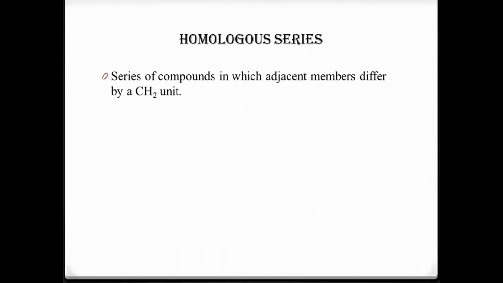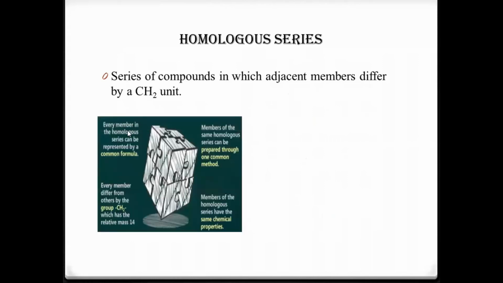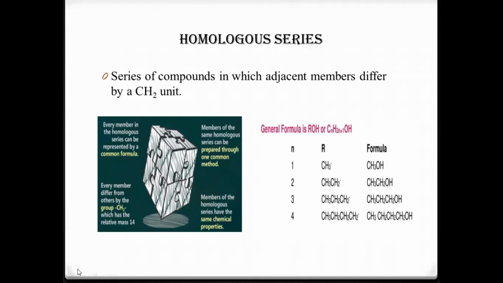Homologous series is another term that is related to compounds. It is a series of compounds in which adjacent members differ by a CH2 unit. They have some properties. Every member of a homologous series can be represented by a common formula. They are prepared from one common method and they have the same chemical properties because they have the same functional group. Physical properties may change.